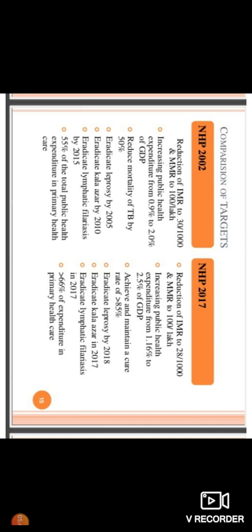MMR is the same. Then increase in public health expenditure from 0.9 to 2, now it is 1.16 to 2.5 percent of GDP. Then reducing TB mortality by 50%, and eradicating leprosy by 2005, now modified to 2018 and 2017 respectively, and lymphatic filariasis eradication, earlier 2015, is modified in 2017. And 55% of total public health expenditure in primary health care has increased to 66%. Those are some of the main changes from 2002 to 2017.